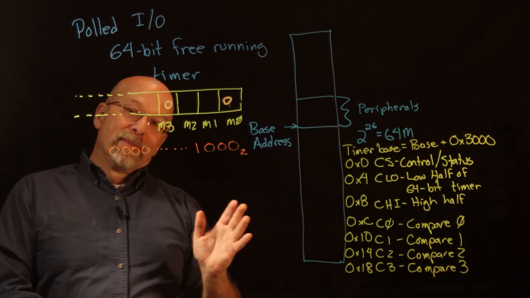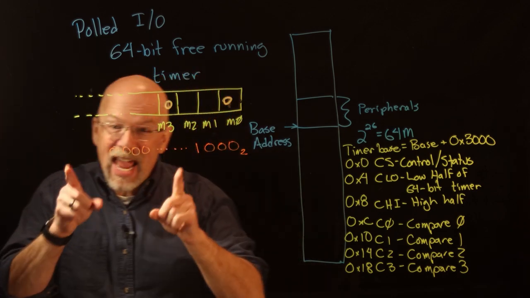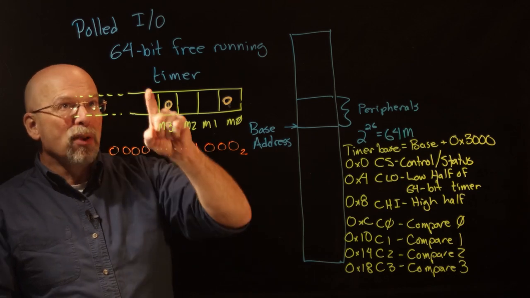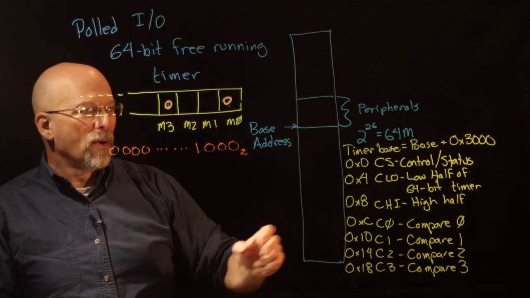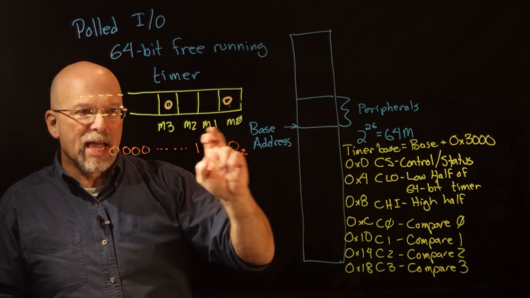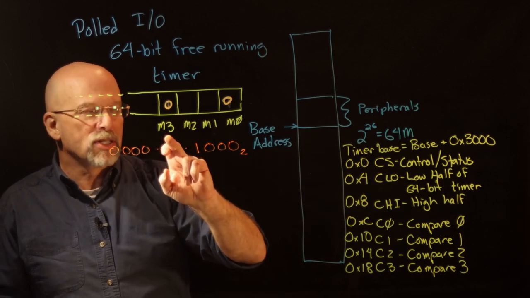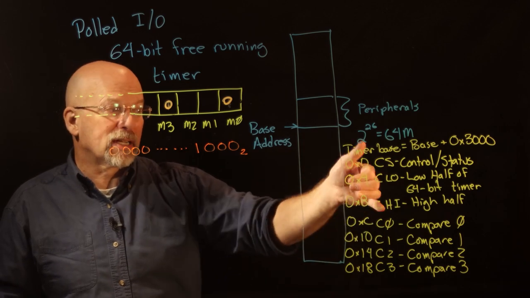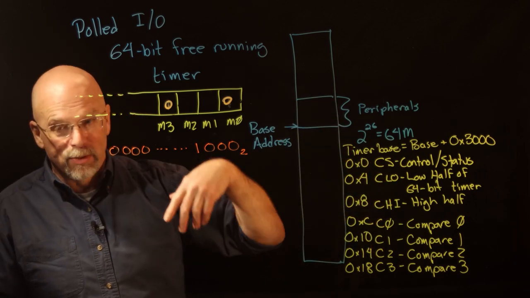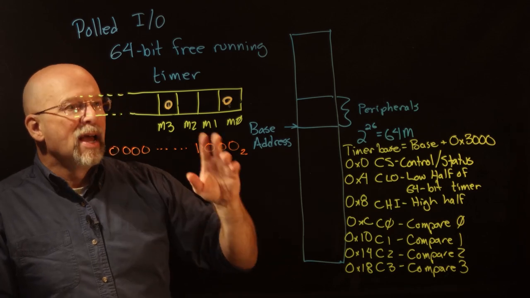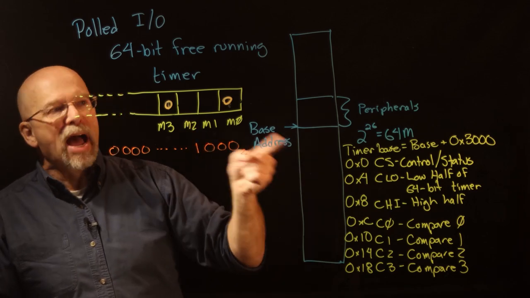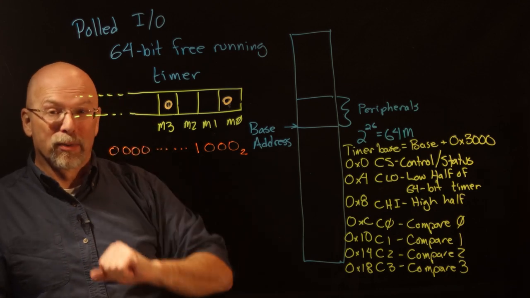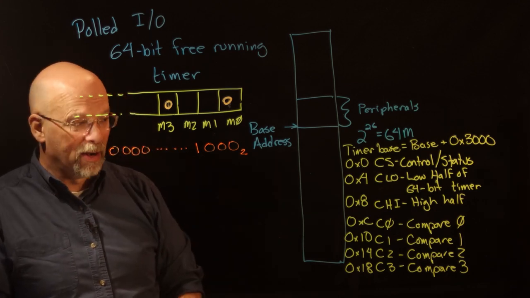Now, the problem is, and we'll get to this in the next lesson, that as I said, we are still doing polled I/O. If I keep reading CS, checking to see if M3 is set, that means the processor, even though I'm not having to do the compares and checking to see if CLO is equal to the value that I'd stored, I'm still having to keep going out and checking. And that's not really all that efficient in terms of the processor. Polled I/O is not all that efficient.